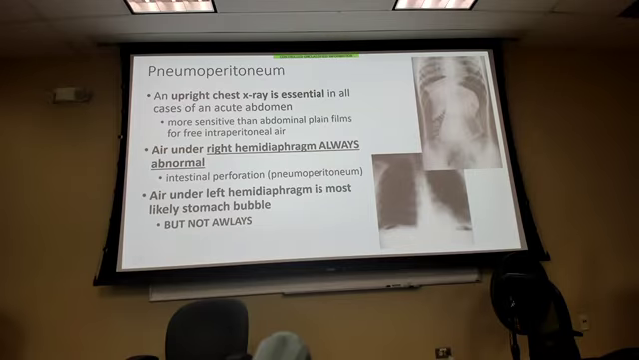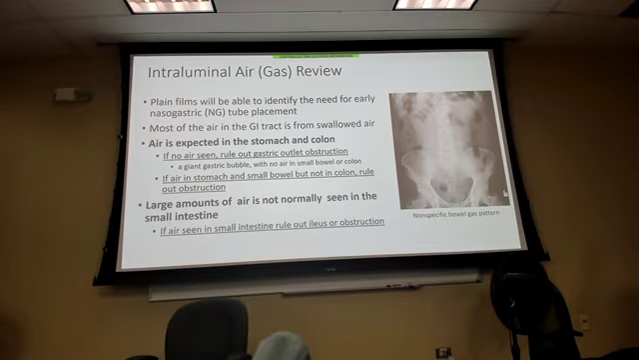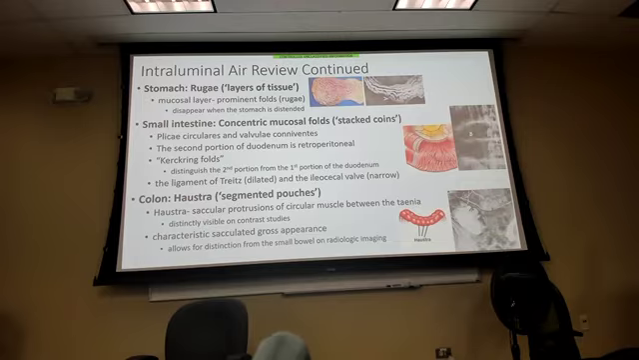A lot of you missed that. Okay, when we're looking for pneumoperitoneum, you want an upright chest x-ray. This was on the last block. Again, stacked coins, small intestines. When we see segmented pouches, we see colon.